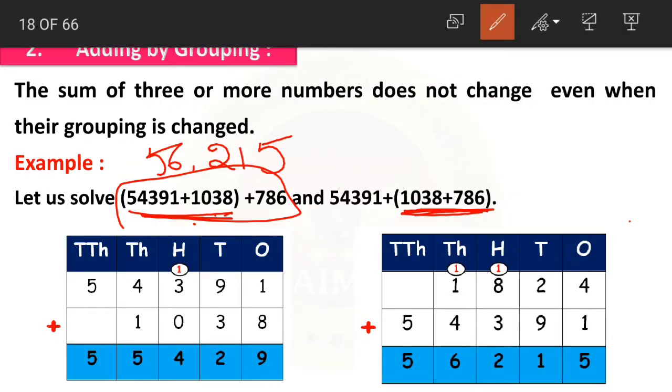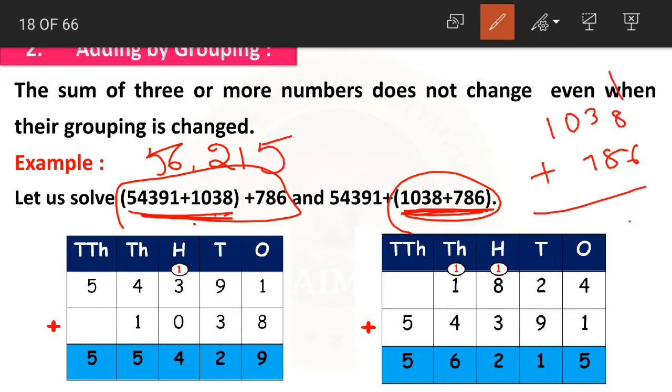Yes. So 1038 plus 786. Now again starting from the ones place. 8 plus 6 becomes what? 14. So 1 here, 4 here, 1 carried.